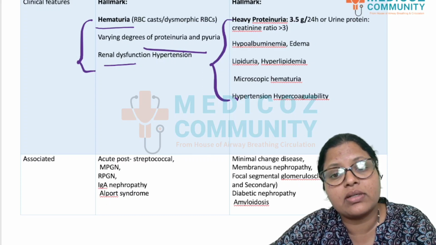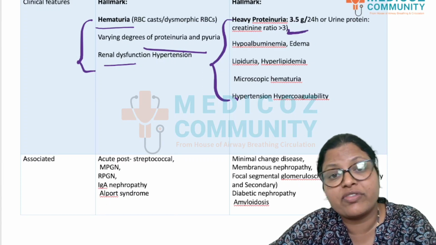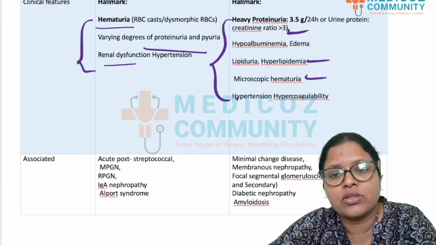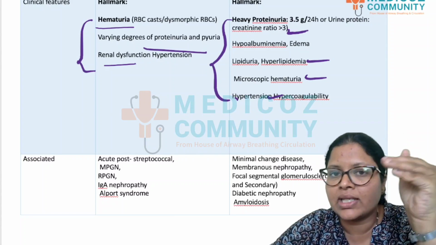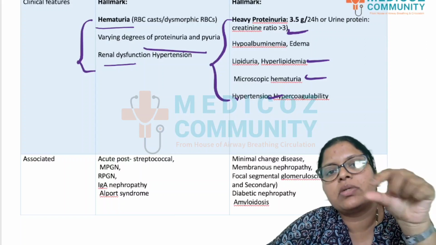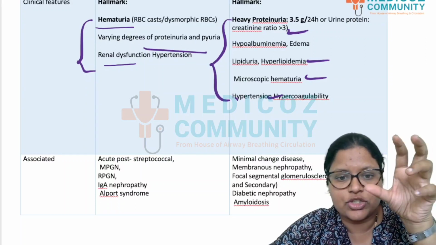While remember, here you have proteinuria, massive proteinuria, 3.5 gram in 24 hours. Lipiduria, hypertension, microscopic hematuria can sometimes occur. Microscopic hematuria means the patient does not say that I am passing red urine. Okay, on microscope sometimes you find few RBCs. Okay. Now, what are the associations?